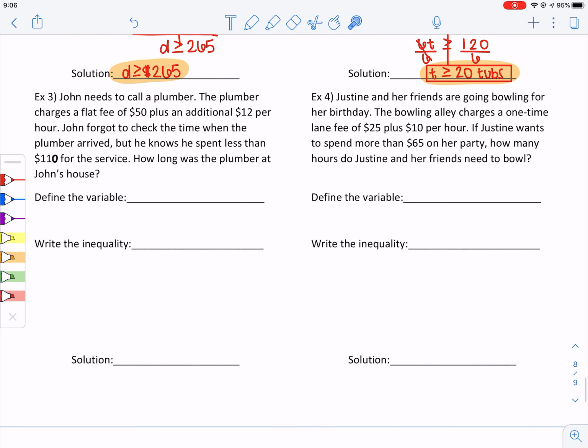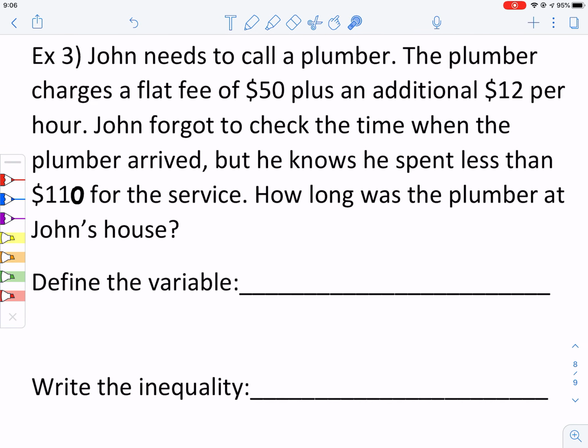All right, we got 2 more. Let's try number 3, and I'm going to have you try this on your own. I'll read it for you. Let's highlight our key phrases here. John needs to call a plumber. The plumber charges a flat fee of $50 plus an additional $12 per hour. John forgot to check the time when the plumber arrived, but he knows he spent less than $110 for the service. So how long was the plumber at John's house? Let's first, on your own, see if you can name a variable and tell me what it stands for.